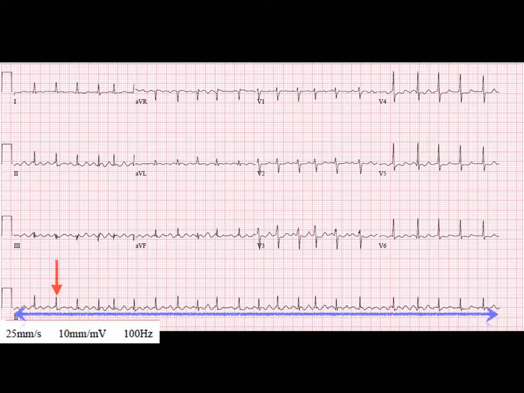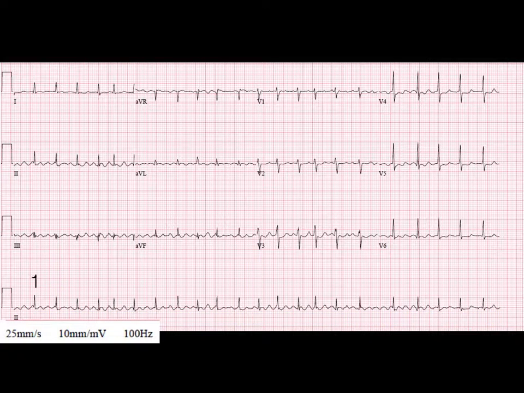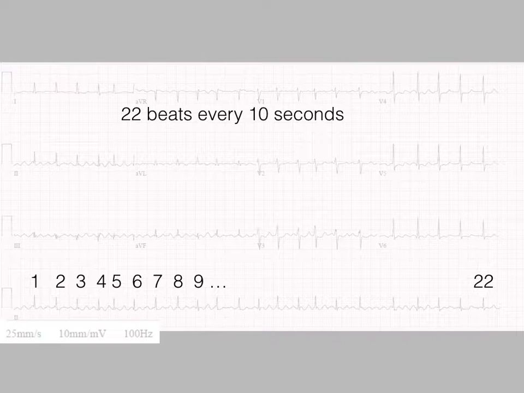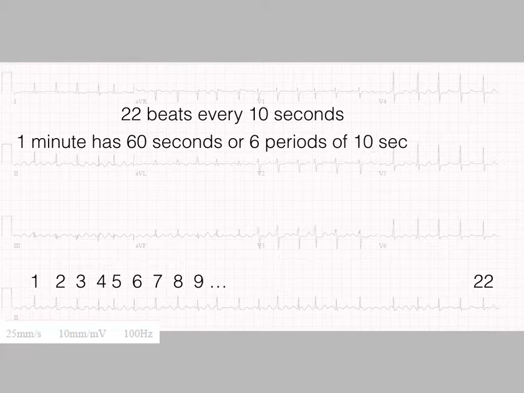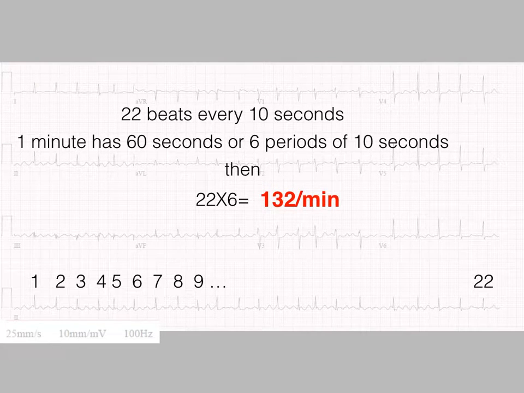and then figure out how many QRSs are in this strip. For example, here we have 22. So 22 beats every 10 seconds, because this is a standard thing. Then 1 minute has 60 seconds, or 6 periods of 10 seconds. Then of course 22 times 6 equals 132. So we can have the heart rate very fast in our EKG machines.